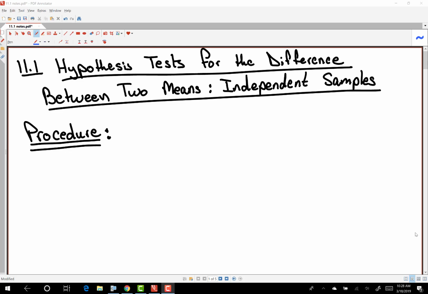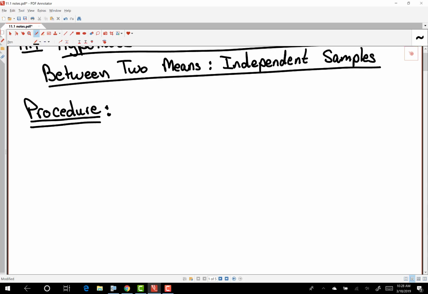The procedure, those 5 steps, is still the same procedure. So a couple details look different. What your hypotheses will look like is a little different. And the test that you use on the calculator, of course, is different. So the first thing you should do is state the hypotheses.